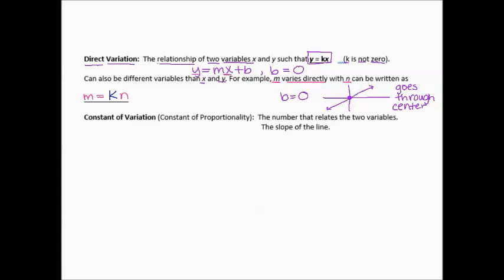Our constant of variation, or you may see this defined as constant of proportionality, is the number that relates the two variables. So this was our m in y equals mx plus b. We call it k when we talk about direct variation. It is the same as the slope of the line, or m. M is the same as k.